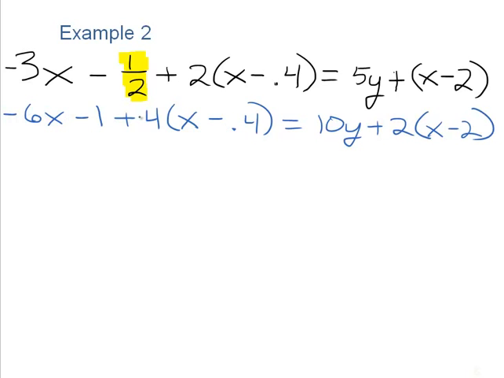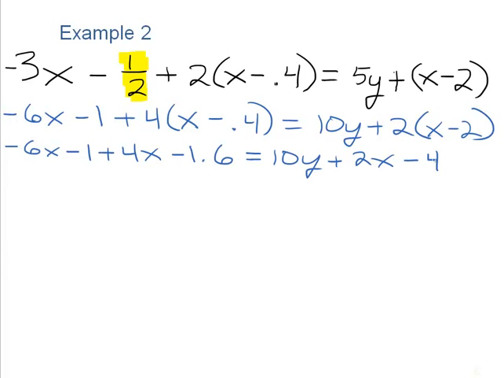Okay. Next, I want to get rid of parentheses or decimals. I can get rid of this decimal, but it's trapped inside a parentheses. So let's get rid of the parentheses first. And in order to get rid of the parentheses, all we have to do is distribute. So minus 6x minus 1 plus 4x, minus, well, 4 times 0.4 is 1.6, equals 10y plus 2x minus 4.